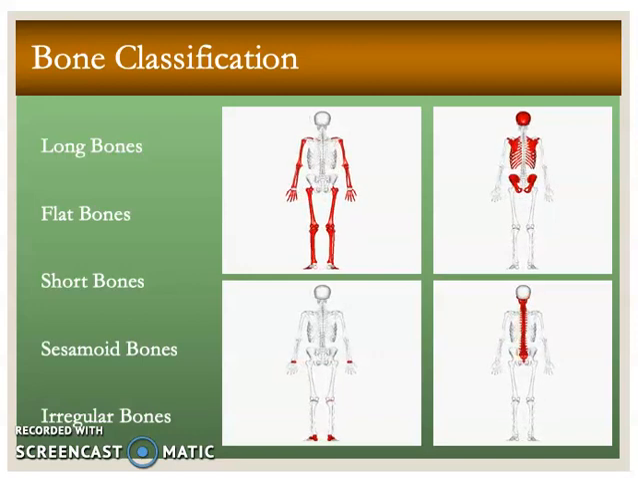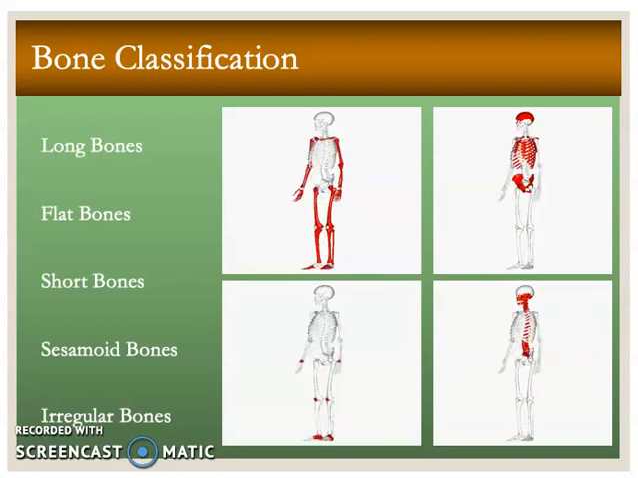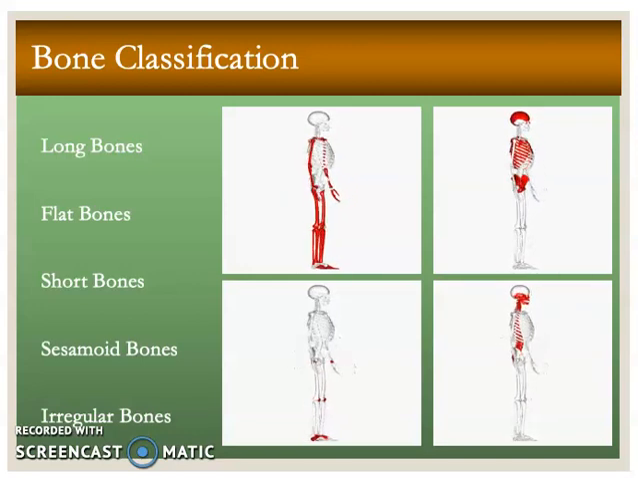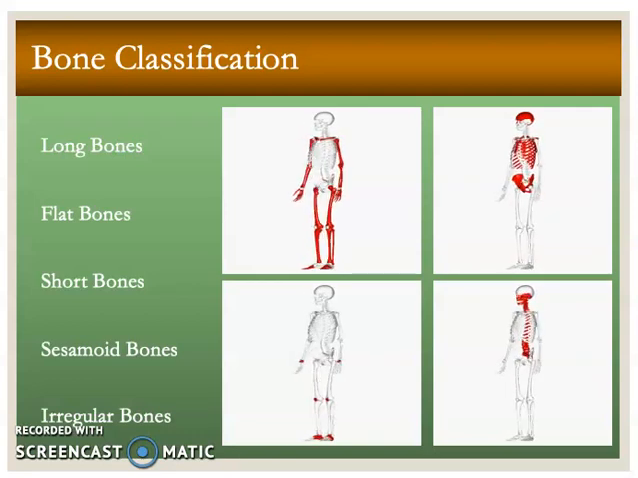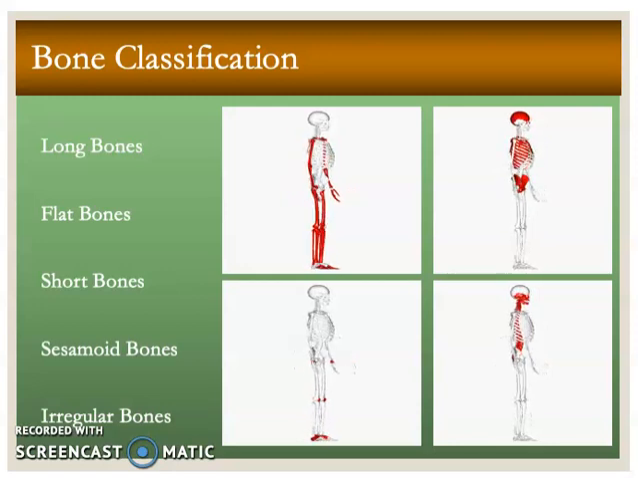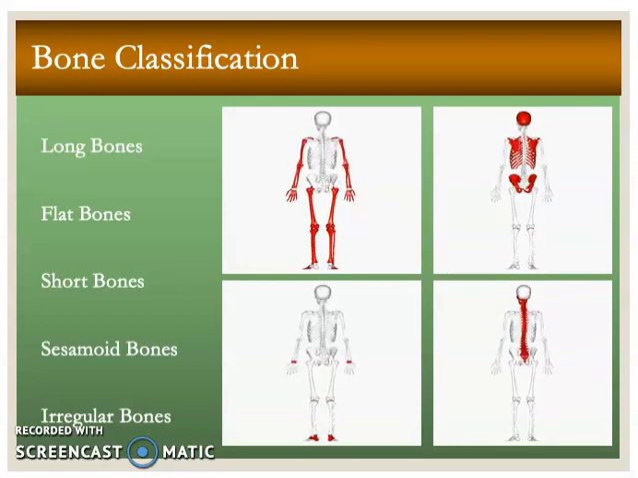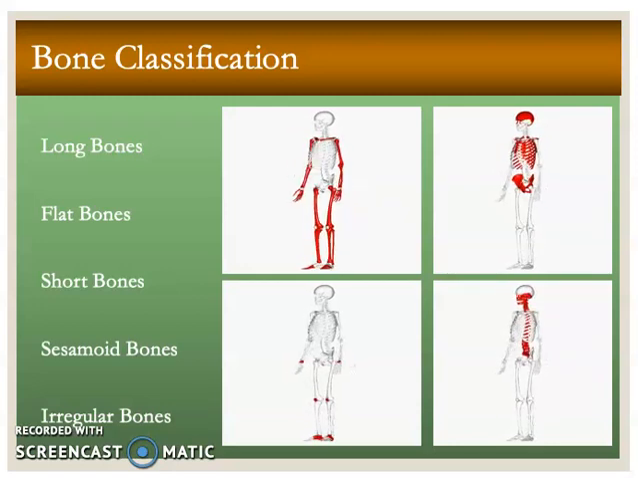Lower left, I've got both short bones and the sesamoid bones, and so the bones of the wrist and the ankles are short bones, and the patella, and I guess we're missing the hyoid bone, which is up around the neck, as a sesamoid bone.